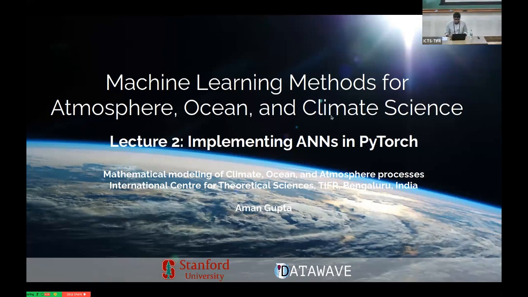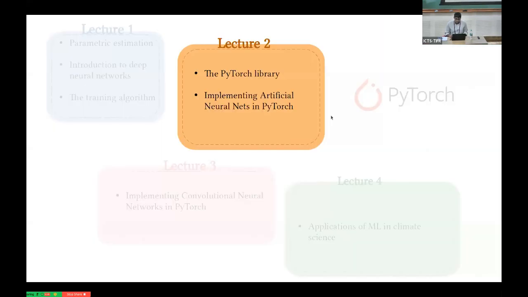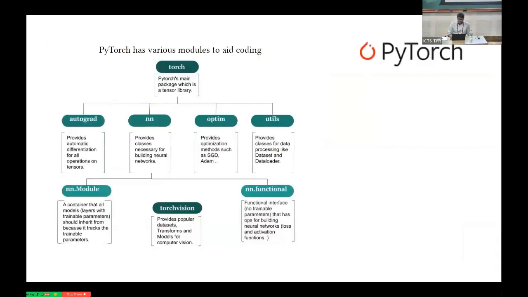So as discussed yesterday, in this lecture today, we will start by implementing our own neural network using Python's PyTorch library. Let's just get right into it. Let me discuss a bit about the structure of the PyTorch library before we actually go on and start with the coding.